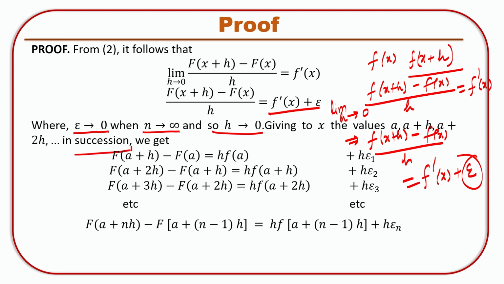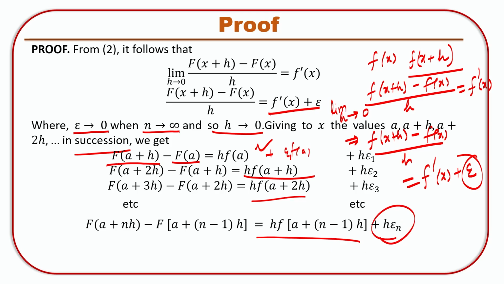And so we get capital F(a+h) − F(a) equal to h into f(a), and F(a+2h) − F(a+h) is equal to h into f(a+h), and so on, right? So that means all these have epsilon terms, 2 epsilon into f of a and so on. So here it's written epsilon into epsilon and so on, right?